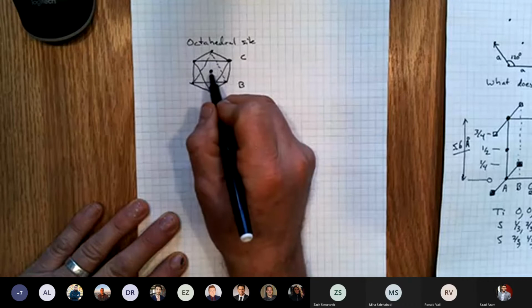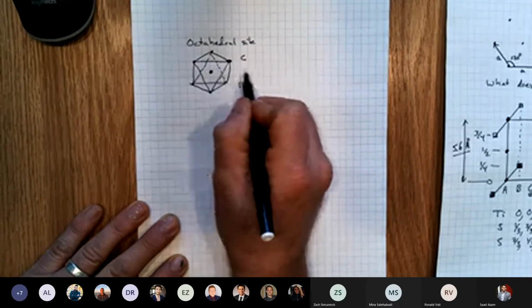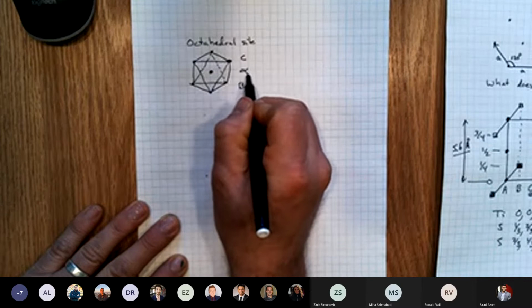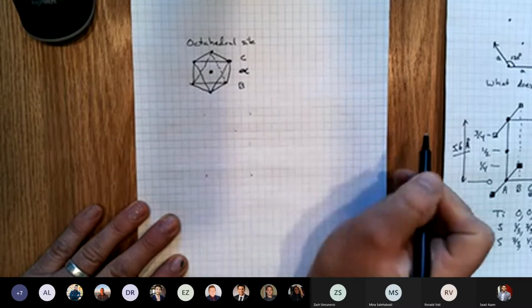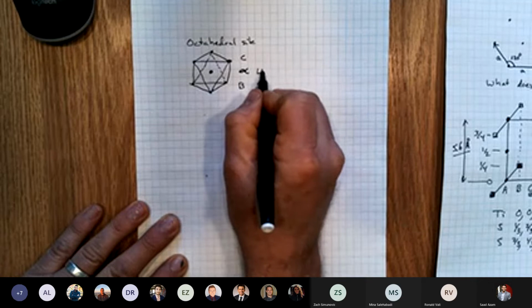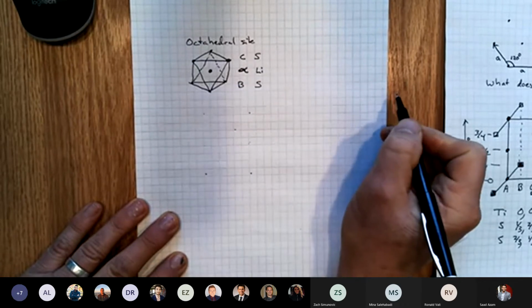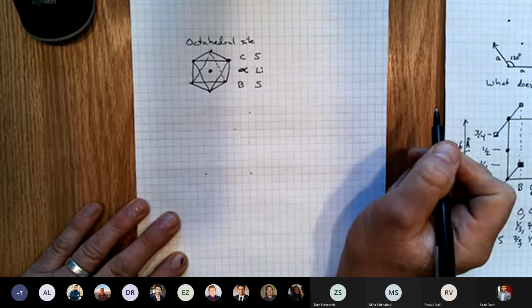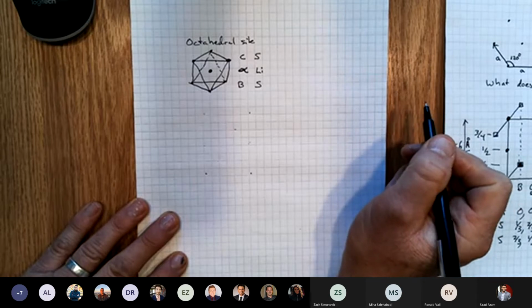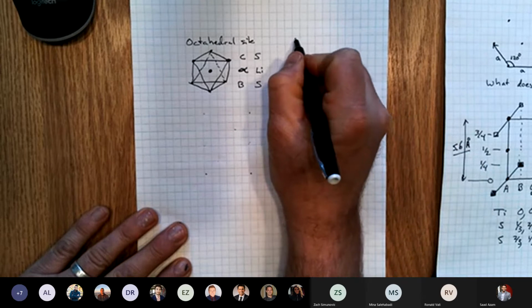The position of lithium we designate with Greek letters. Okay, so lithium would be alpha, which is Greek for the letter A. So this is sulfur, lithium, sulfur. Now, there's another place that lithium atoms can go, and it's called a tetrahedral site.